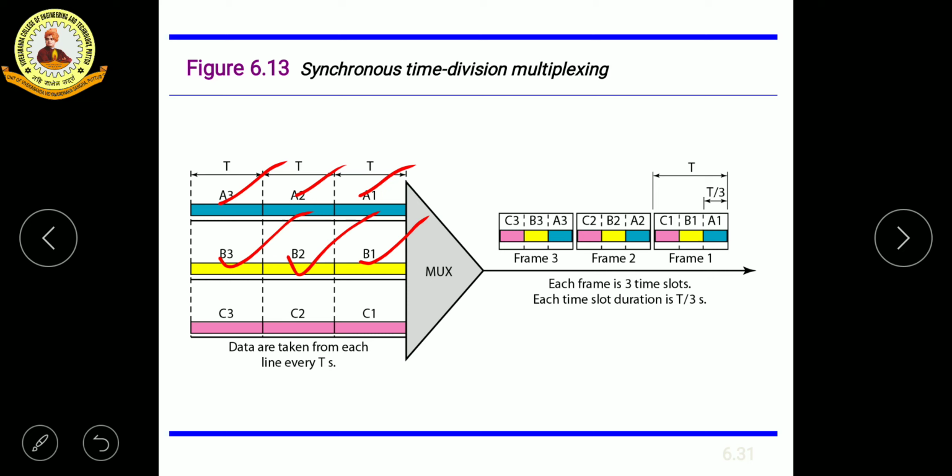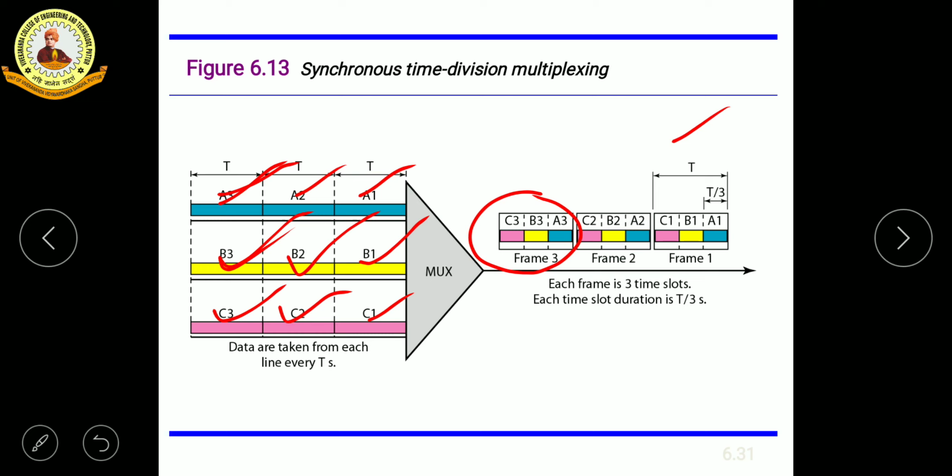How is it sent? Can you observe this part of the figure? We have frame 1, frame 2, and frame 3. What does this frame consist of? It consists of data units. Observe frame 1: we have A1, B1, and C1. Observe frame 2: we have the second data unit of A, the second data unit of B, and the second data unit of C. Similarly, frame 3 consists of the third data unit of A, the third data unit of B, and the third data unit of C.